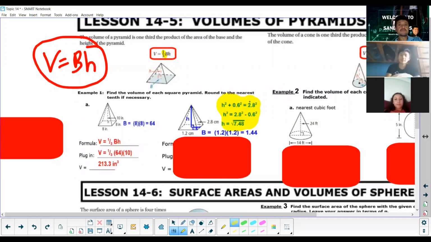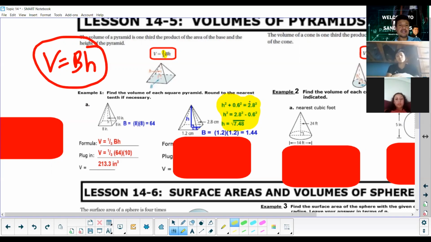Oh, because they weren't given the height, but they were given that slant angle, which is 2.8. Yeah, you were getting slant height backwards. Exactly. So slant height, and they went ahead and used some of the 0.6, which came from half of the 1.2. And then afterwards, they used Pythagorean theorem backwards to find out the height.